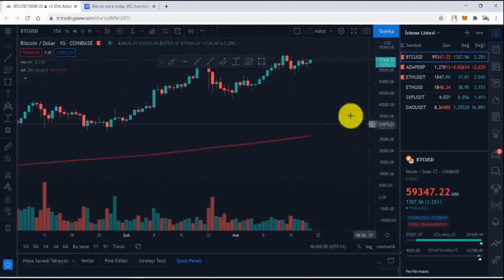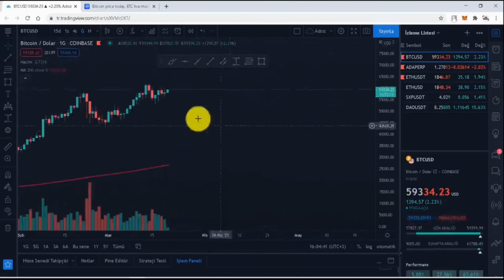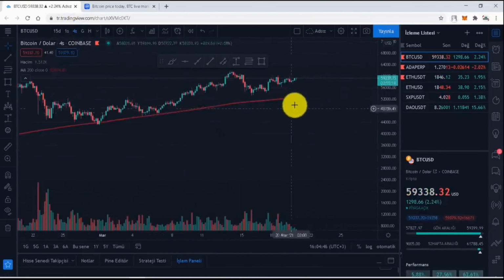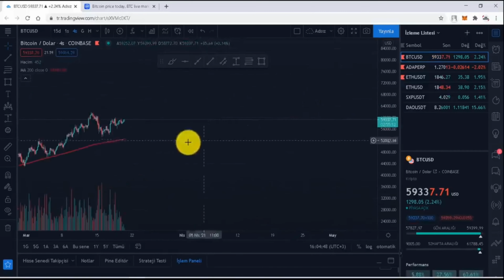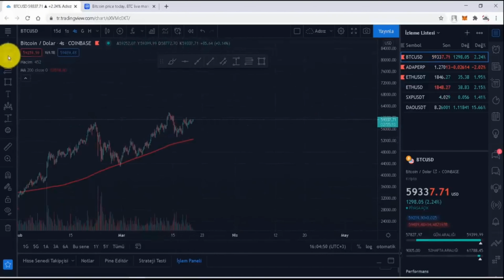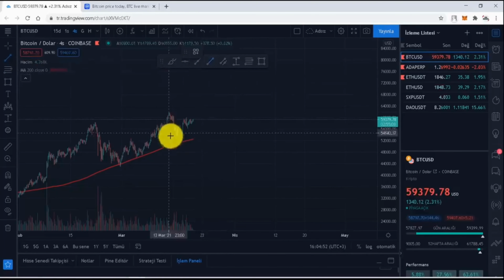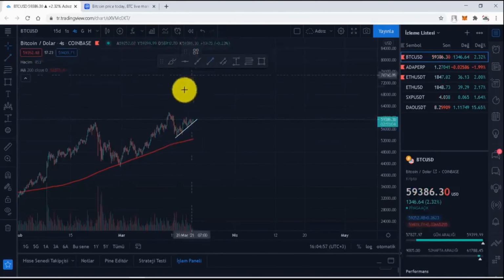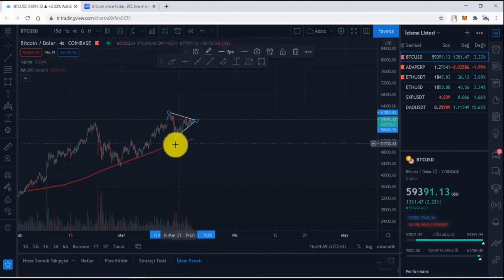We can talk about triangles. What are triangles? Let's take the 4-hour chart of Bitcoin. As you can see here, what do you see? It seems like there is a triangle formation. So what does the triangle formation mean? Here is a triangle like this. You can say that a triangle is present here. Look. The triangle is present here.